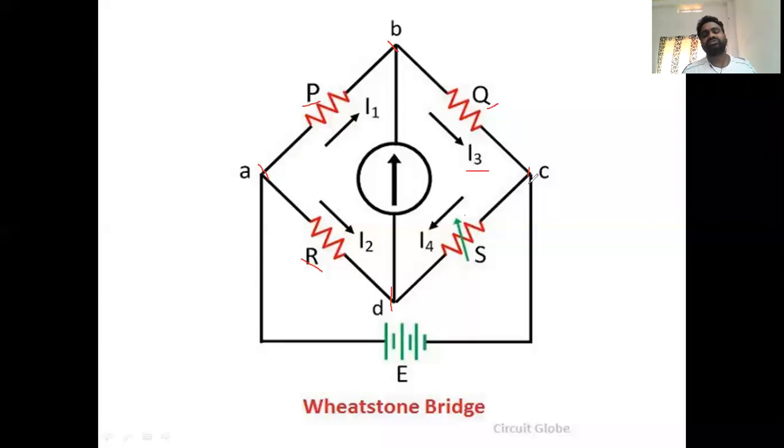Arm 4 is nothing but C to D. It is a variable resistance, capital S, and the current flowing is I4. So this is the description of the Wheatstone bridge which we got.